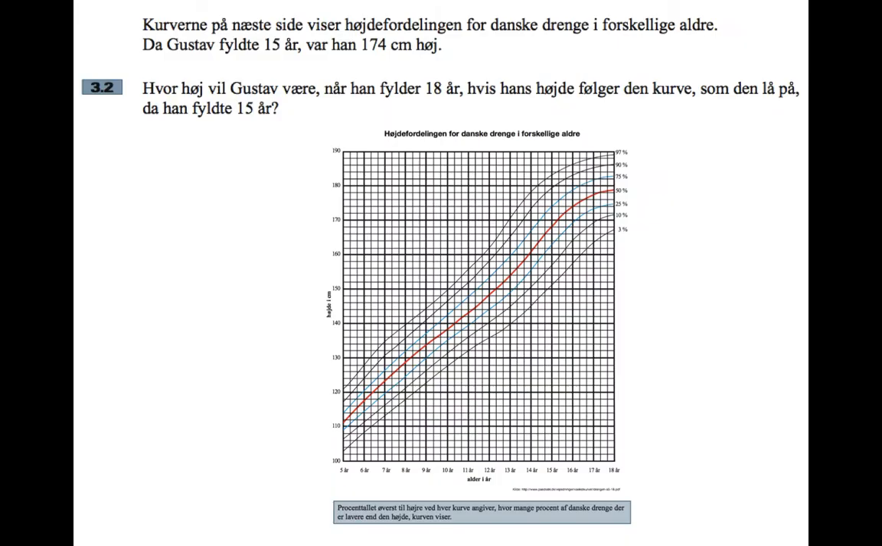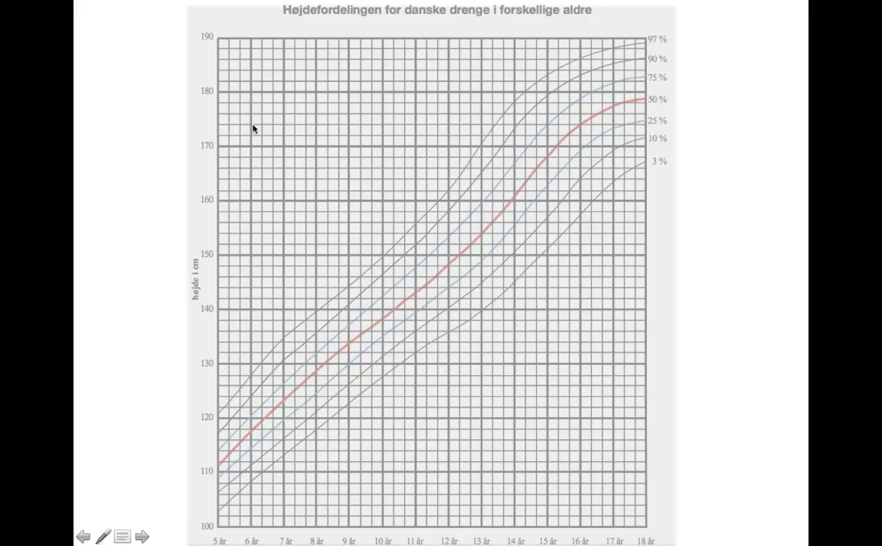Question 3.2. The curve on the next page, which is this one on the screen, shows the height distribution for Danish boys of different ages. When Gustav reached 15 years old, he was 174 centimeters tall. How tall will Gustav be when he reaches 18 if his height follows the curve which it was on when he was 15? So let's have a closer look at that.